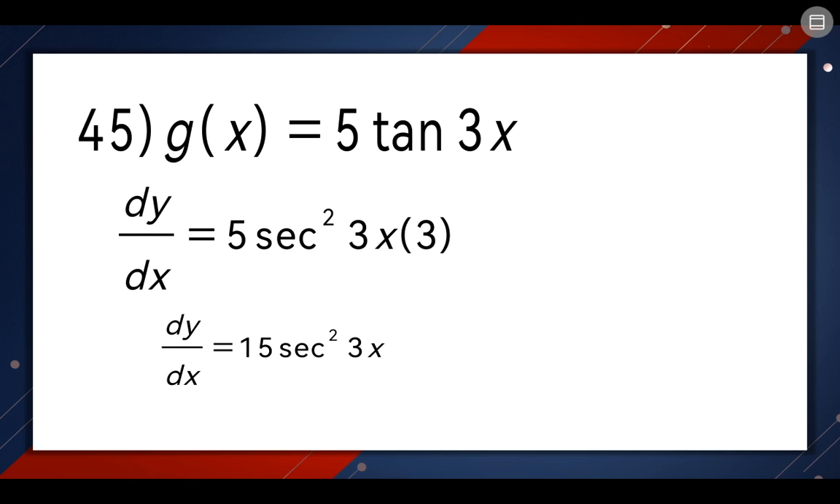And this question, 5 multiplied by tangent 3x, dy divided by dx equal to 5 secant squared 3x divided by 3. And also we can get the result. We can successfully do it.